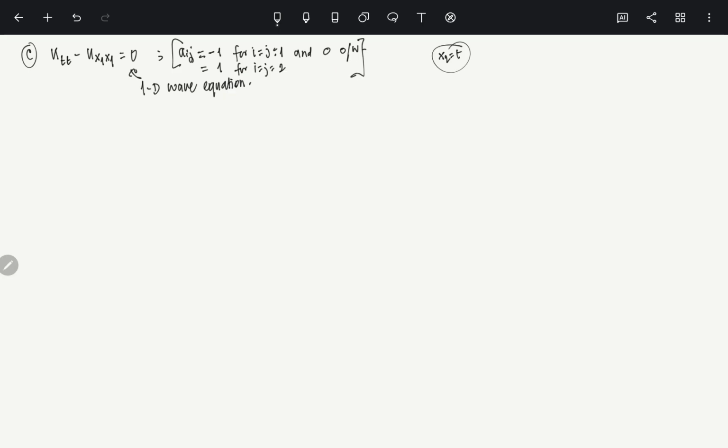So again, please take this part. u_tt minus u_x1x1 equals 0. This is the one-dimensional wave equation. Why one dimension? Because t is always one dimension, this is the time variable basically, and x1 is in R, so basically one variable.